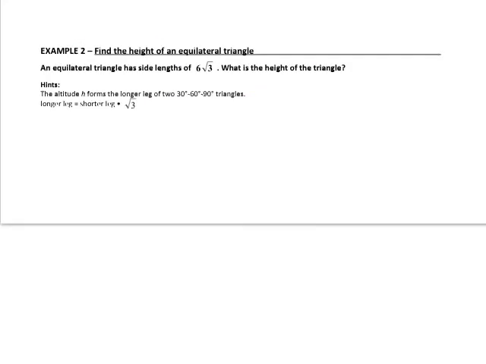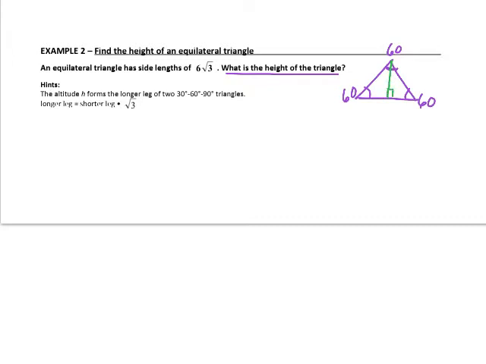All right, let's take a look at example 2. It says find the height of an equilateral triangle. An equilateral triangle is one that has all sides congruent and it has all angles congruent. And if you recall, those angle measures are 60 degrees. So this angle up here is 60, this angle over here is 60, and so is this one. And what we're being asked to do is to find the height of the triangle. So the height would be from this vertex straight down.